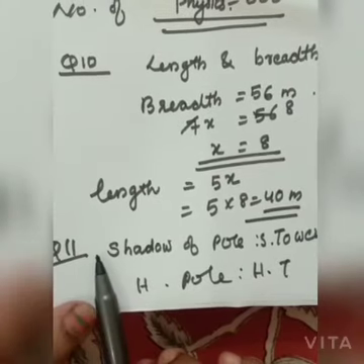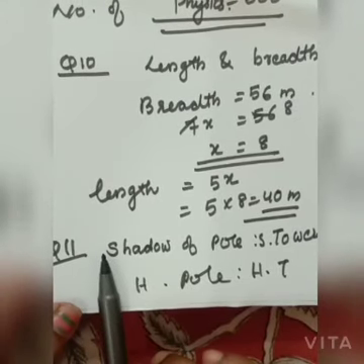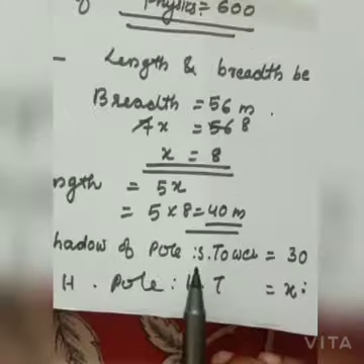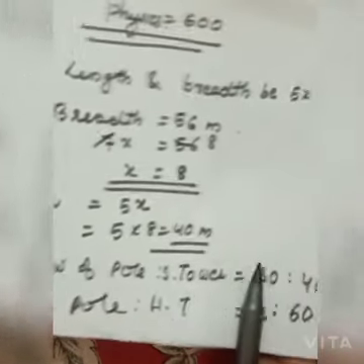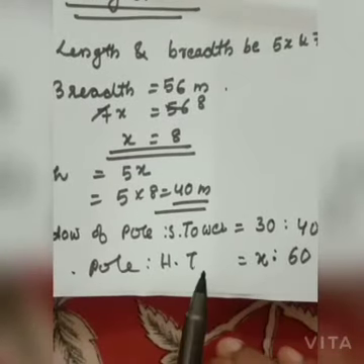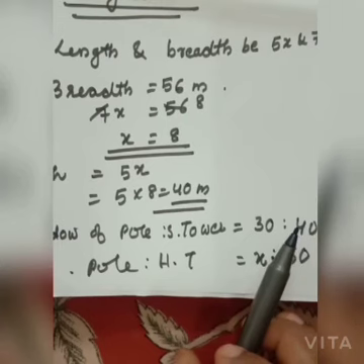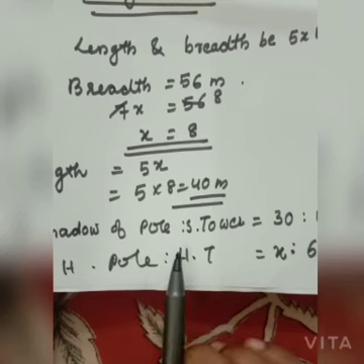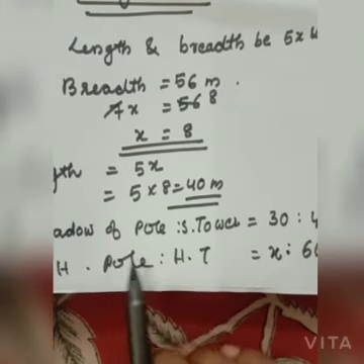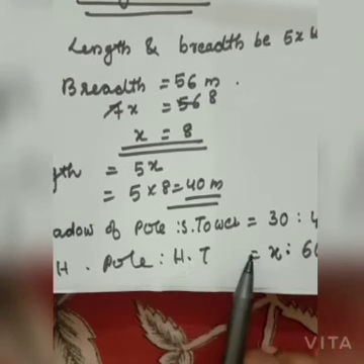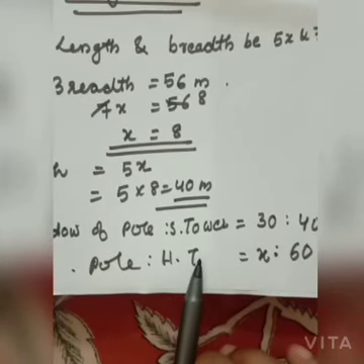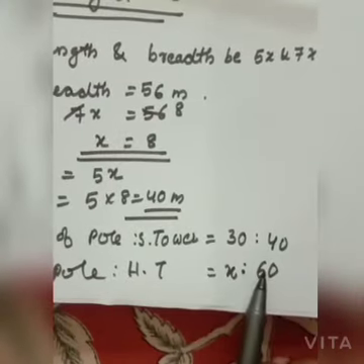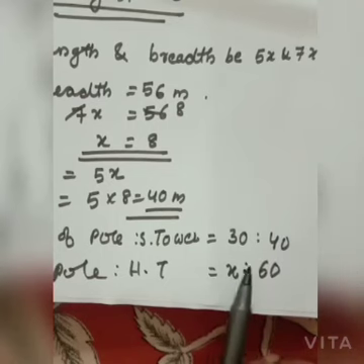Now question number 11. On a day, the shadow of the pole and the tower, that is 30 and 40. Shadow of the pole and shadow of the tower, what? 30 ratio 40. 30 to 40. Okay. You have to find out the height of the pole ratio height of the tower. Height of the pole you don't know. Height of the pole is x and height of the tower is given already, that is 60. Okay, 30 ratio 40, x ratio 60.